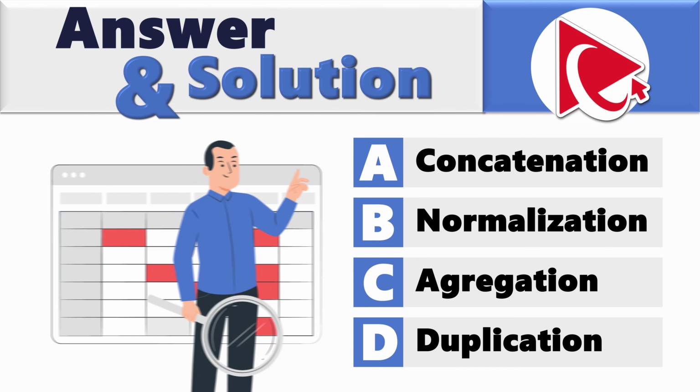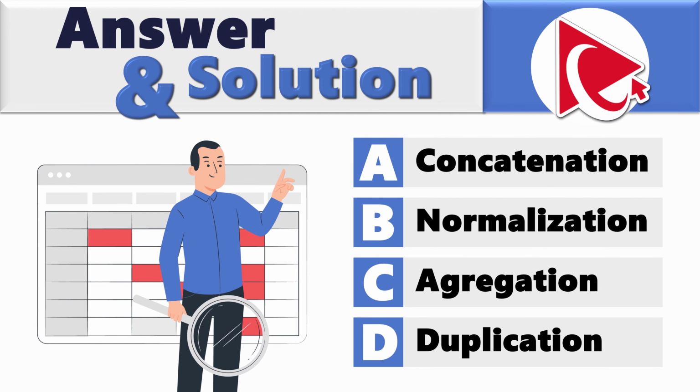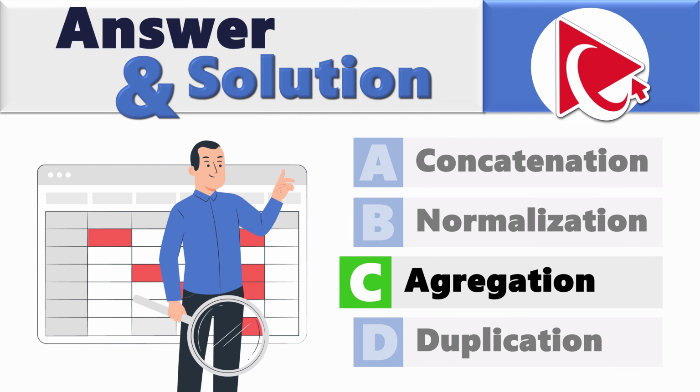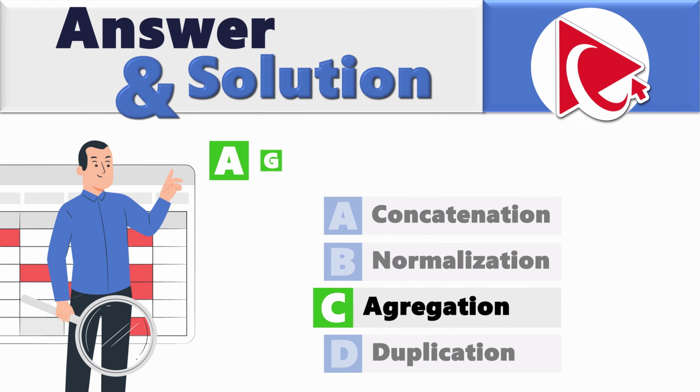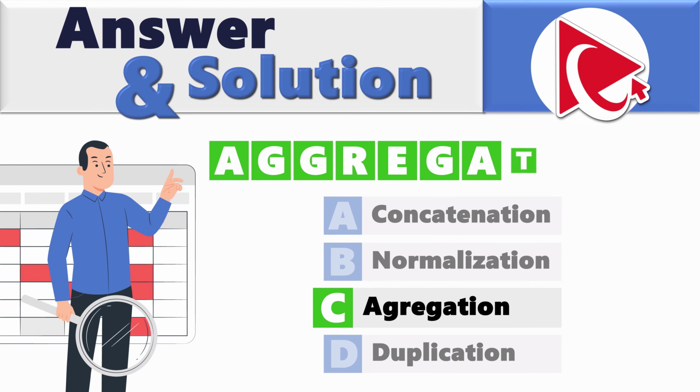I am pretty sure you figured it out by now. The misspelled word is choice C, aggregation. The correct spelling is A-G-G, 2 G's here in this word, R-E-G-A-T-I-O-N.